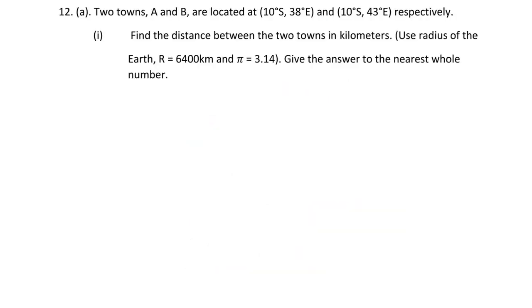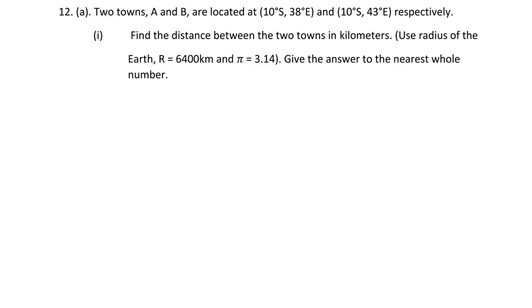Question number 12, part A. Two towns, A and B, are located at those coordinates respectively. Roman 1. Find the distance between the two towns in kilometers. Use the radius of the earth as given. Give the answer to the nearest whole number.